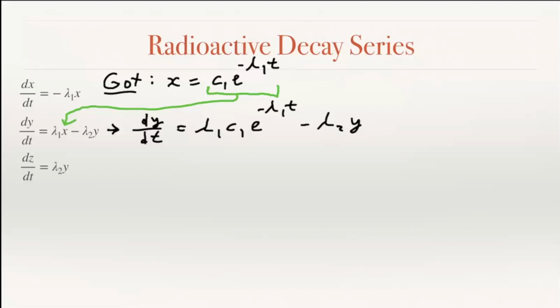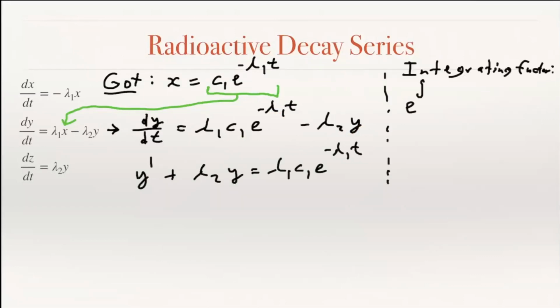This is not separable. The right-hand side is not a product of a function of t only and y only. However, it is linear. So writing it in standard form, this is y prime plus lambda 2 y is lambda 1 c1 e to the negative lambda 1 t. Our integrating factor is e to the integral of p of t dt, which is just e to the lambda 2 t. So we multiply both sides by that.